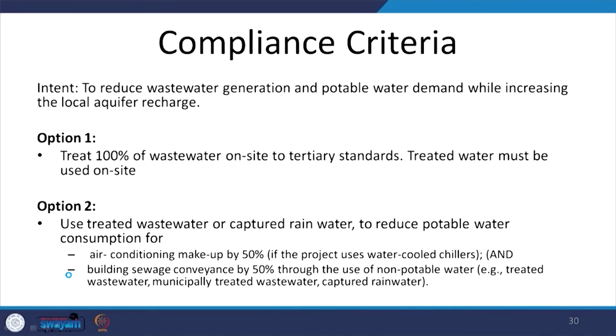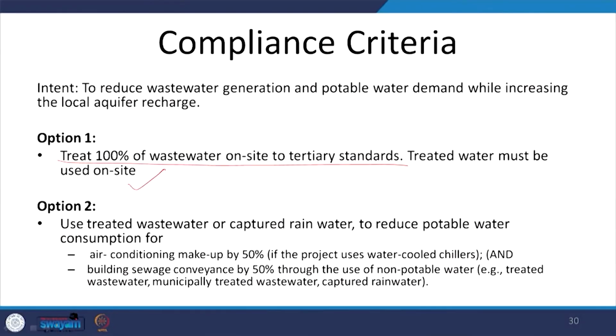On the basis of this, we will select the right type of STP and also design it appropriately. If we look at the green building rating systems and the compliance criteria, we have two options. One, treat 100% of wastewater on site to tertiary standards. We have just seen what the tertiary standards are. So, 100% of the wastewater has to be treated on site itself. There is no releasing of wastewater to the municipal sewer.